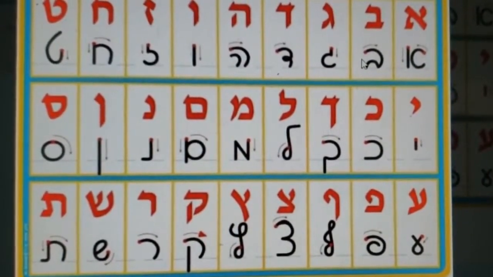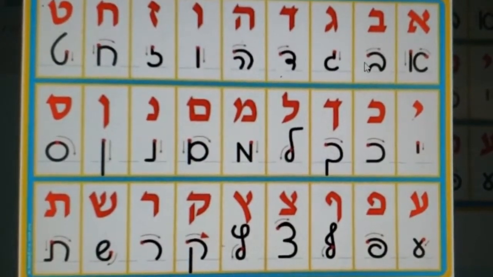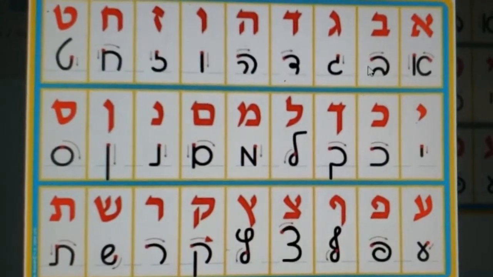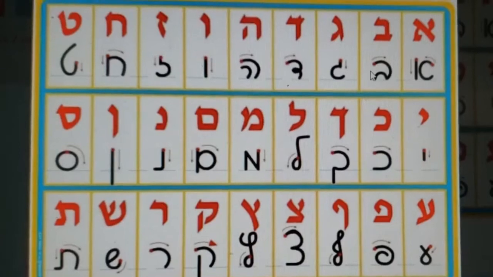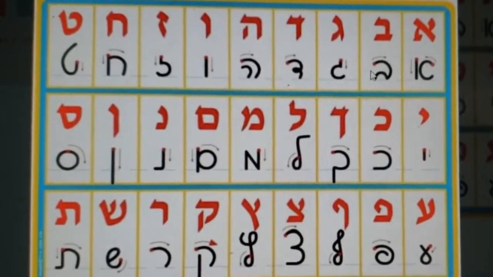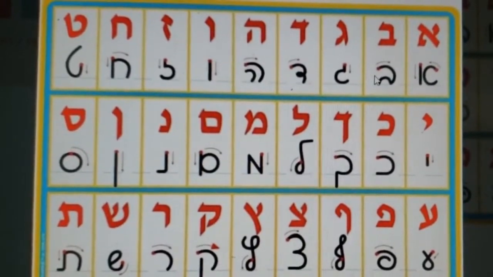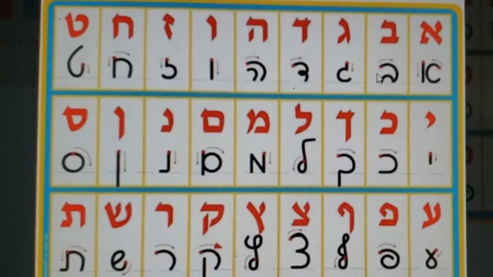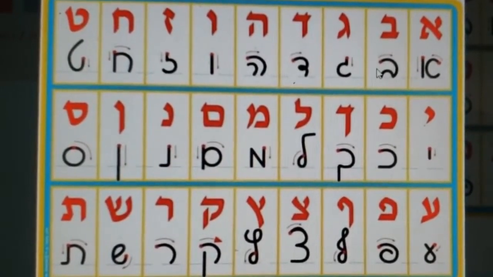That's the font you see in red. That's printed. It's like caps lock, I would say, in English. Whereas the font you see in black is more scripted. So the font in red is the printed version, more in newspapers and books, etc. I have a different video for the script if you want to learn how to do that. So let's start.